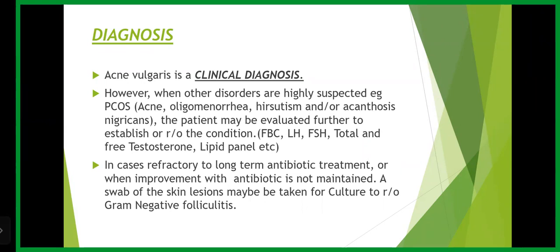So acne, as I said initially, the diagnosis is clinical. However, in cases of suspected polycystic ovarian syndrome, you may have to investigate further. You may have to do a full blood count, luteinizing hormone, follicle stimulating hormone, total and free testosterone, and a lipid panel to make sure that you are not dealing with this syndrome, but it is just an isolated case of acne.